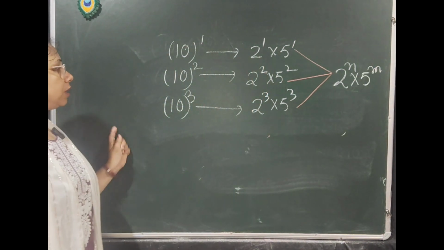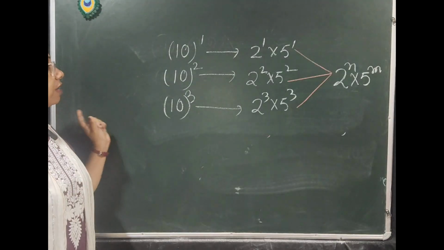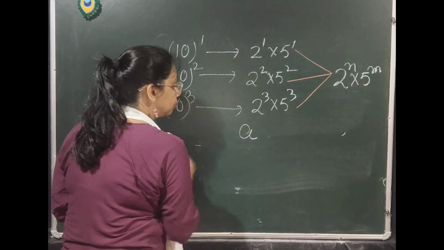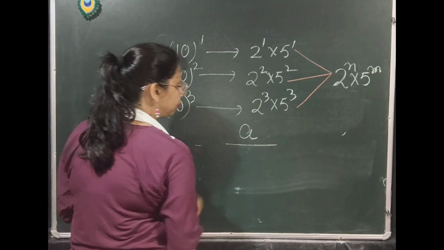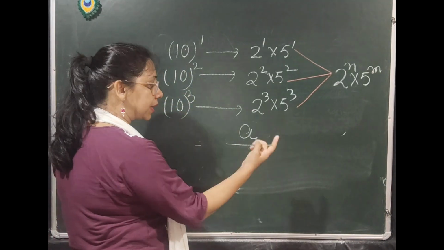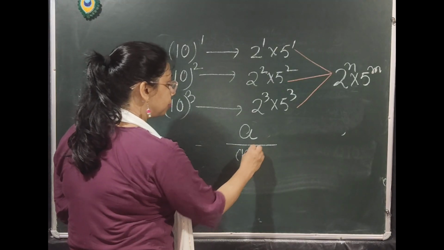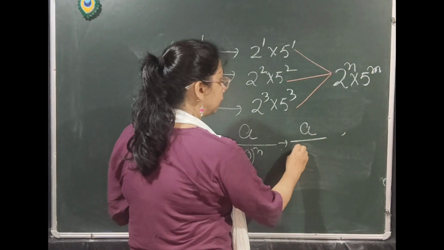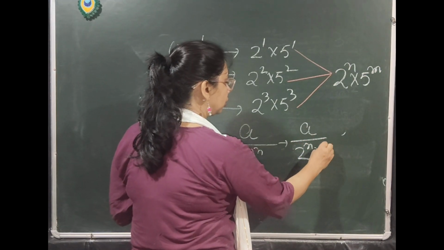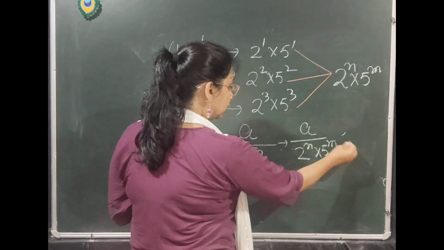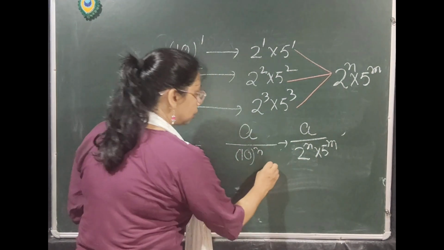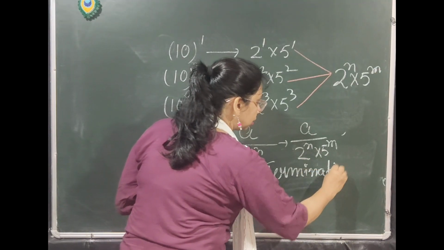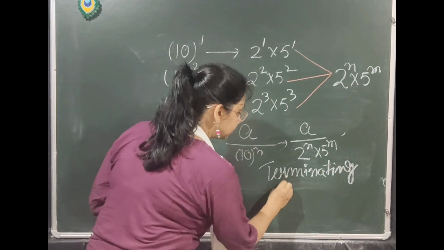So, after discussing all these things, we can say now that if we divide any number by the multiples of 10, or by 2 to the power n into 5 to the power m, then the number becomes a terminating decimal.